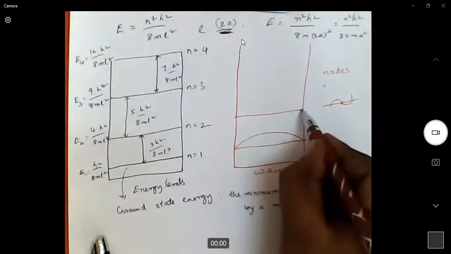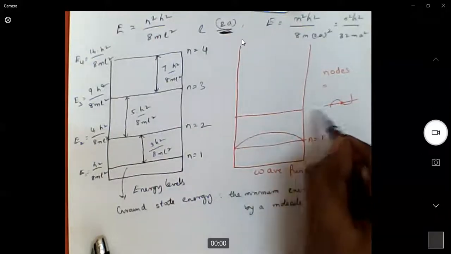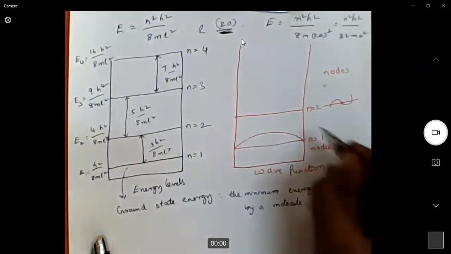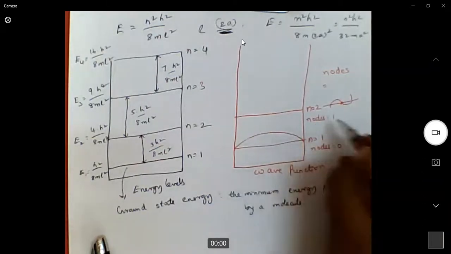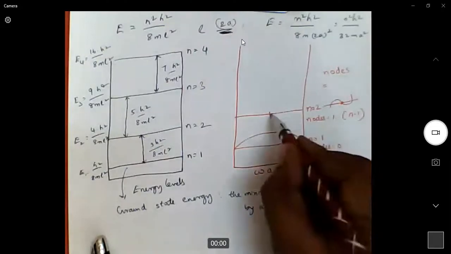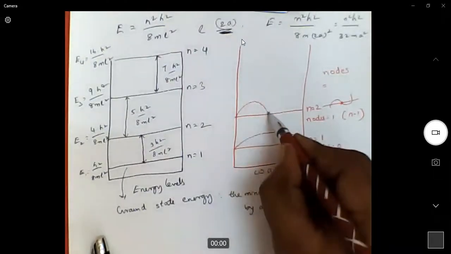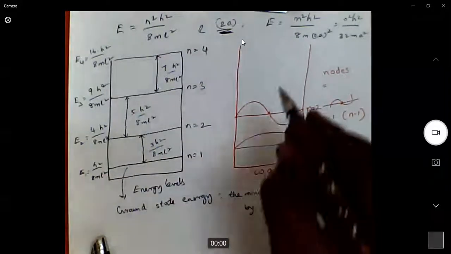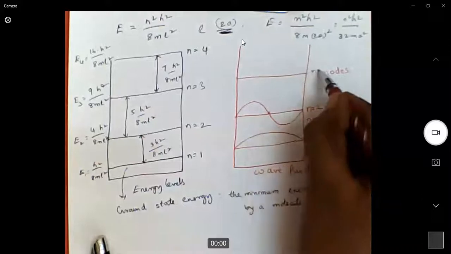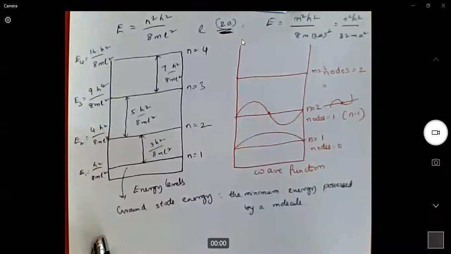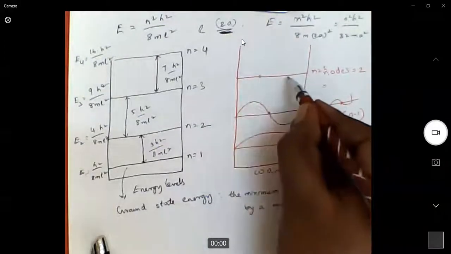When n is equal to 2, there is one node. Here, for n is equal to 1, the number of nodes is equal to 0. Here the number of nodes is equal to 1 because the formula is n minus 1. The number of nodes is equal to n minus 1. So the wave function will be, because we have one node which we will keep at the middle of the system, like this. For n is equal to 3, we have two nodes, n minus 1. So we have two nodes. Two nodes we will distribute equally.